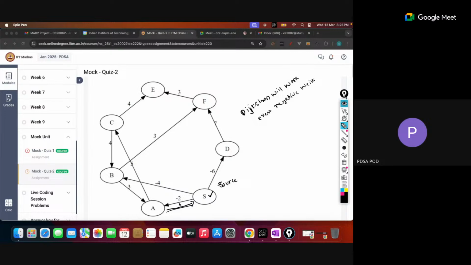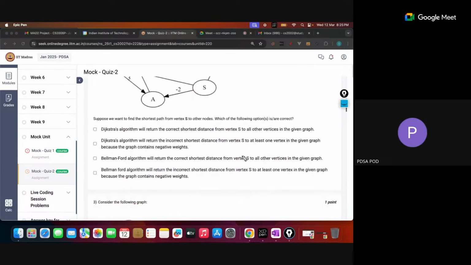At that time Dijkstra's doesn't work. Bellman-Ford will report that there is a negative edge cycle, please take care of it. Dijkstra's algorithm doesn't report it, but Bellman-Ford will. So now let us see the options they have given. For this particular graph, which of the following options are correct? Dijkstra's algorithm will return the correct shortest distance from S to all other vertices. Yes, so this is true.